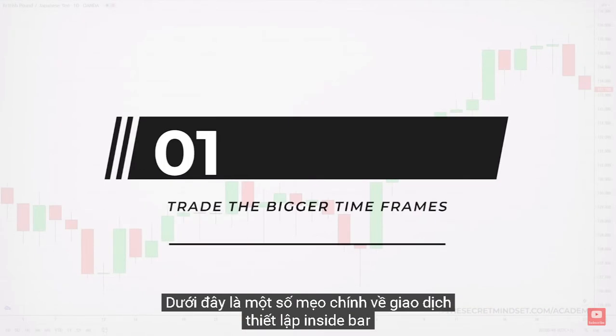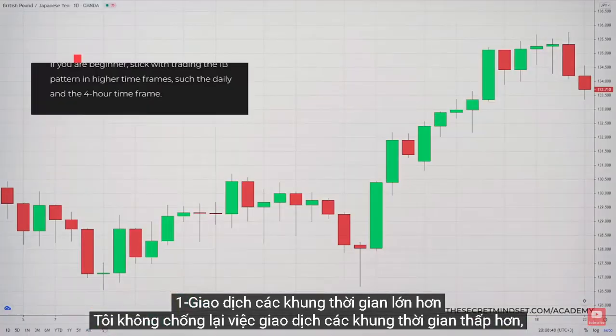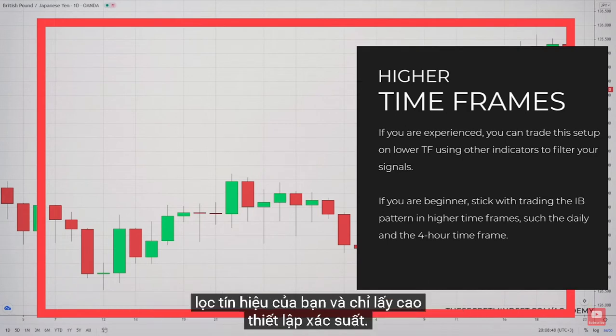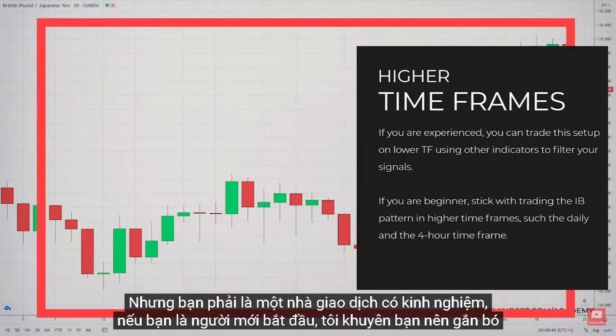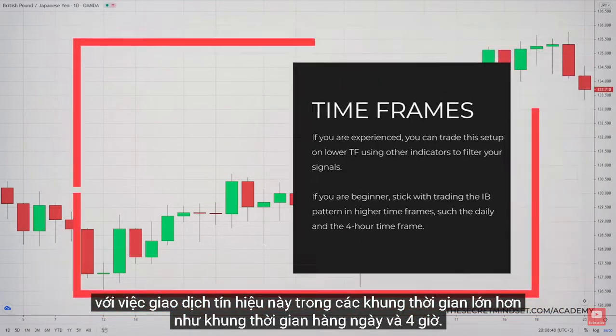Here are some key tips on trading the inside bar pattern. Number 1 is trade the bigger time frames. I'm not against trading lower time frames. You can trade the setup on the 5-minute time frame, using other technical indicators to filter your signals. But you have to be an experienced trader. If you are a beginner, I recommend you to stick with trading this signal in bigger time frames, such as the daily and the 4-hour time frame.